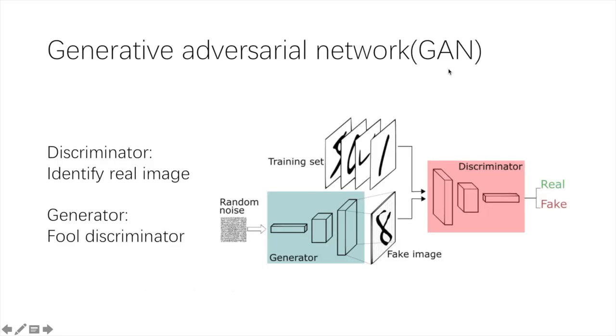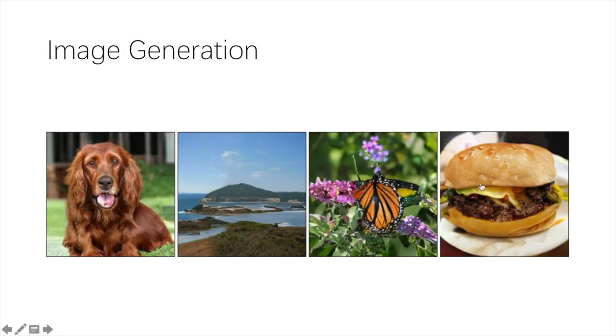The GAN is composed of two networks, the discriminator and the generator. The generator takes random noise as its input, and it outputs an image. The output image has the same size as the training dataset, and the discriminator takes these images as input. It wants to identify which of these images are real and which are fake. The goal of the generator is to fool the discriminator. These images are all generated by GAN, so we see it's a very powerful network.